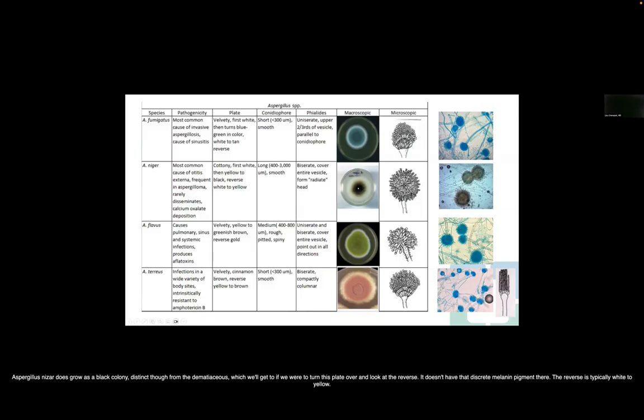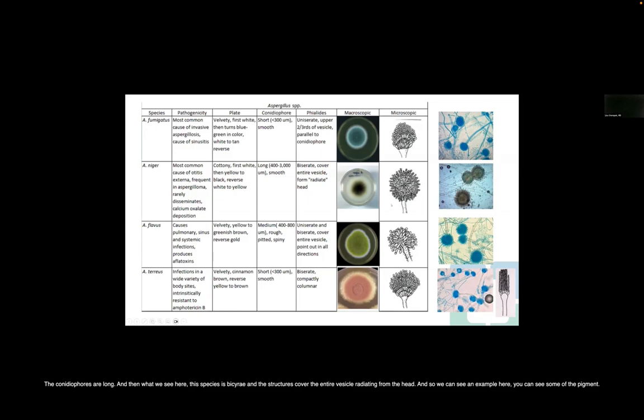Distinct though from the Dematiaceus, which we'll get to, if we were to turn this plate over and look at the reverse, it doesn't have that discrete melanin pigment there. The reverse is typically white to yellow. The conidiophores are long. And then what we see here, this species is biserrate, and the structures cover the entire vesicle radiating from the head.